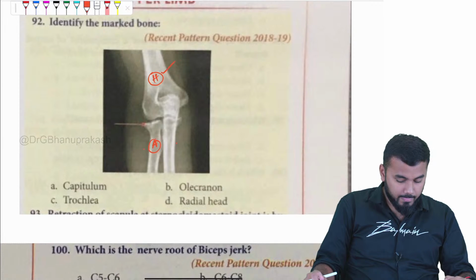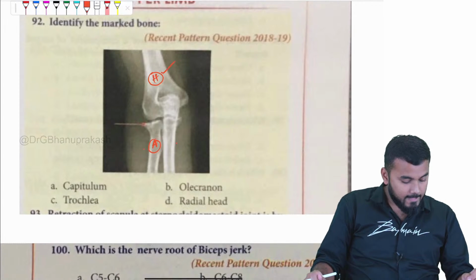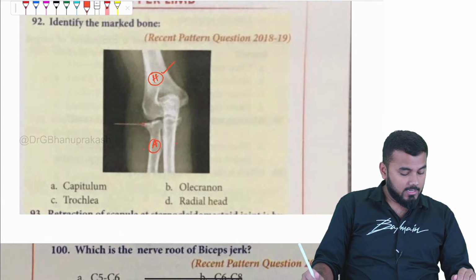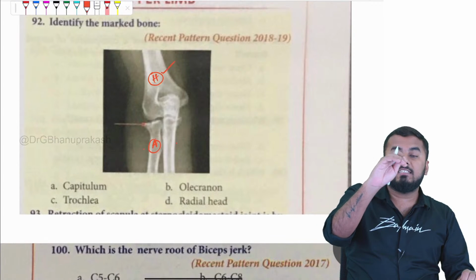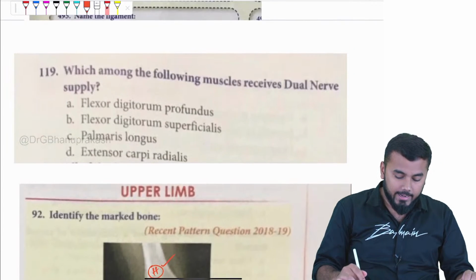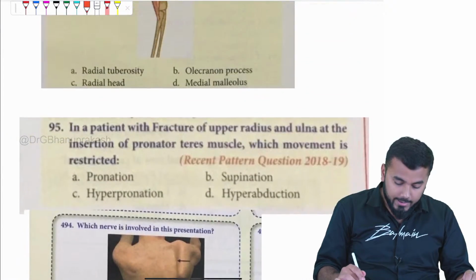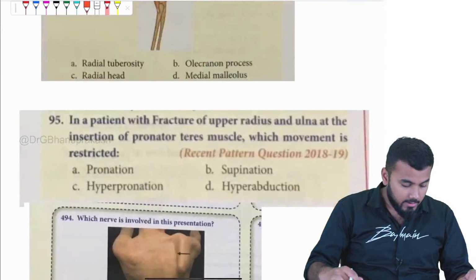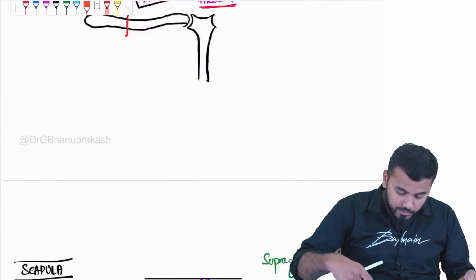Yeah. Excellent. That is called radius. Ulna is the one which fits into the olecranon fossa. Okay. So this is called radius. It is the radial head. Right. So let us go further now.